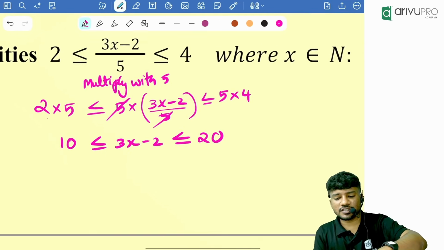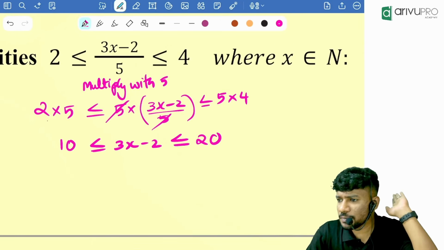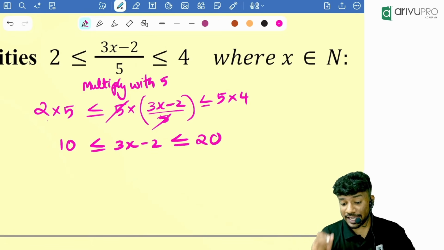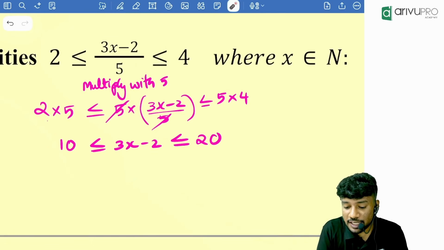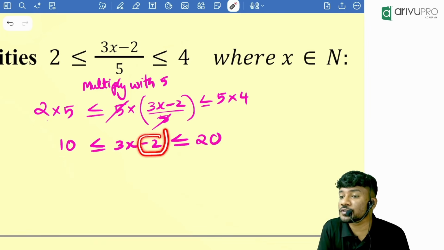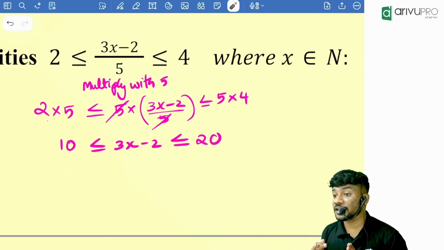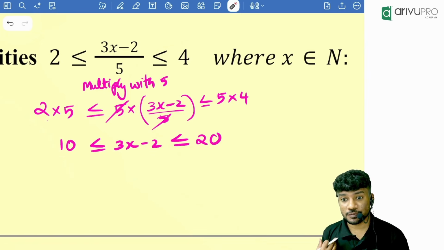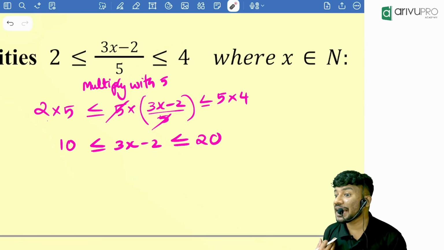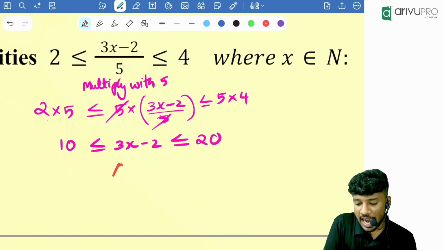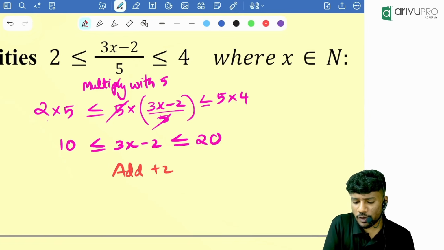So we reach this step. Everyone reach this step. After that, what you should do? First of all, we should find the value of x. So who extra is standing with x? This minus 2 is also standing. So we will eliminate that minus 2. How can I eliminate minus 2? Plus 2. We will add plus 2 in all the sides.